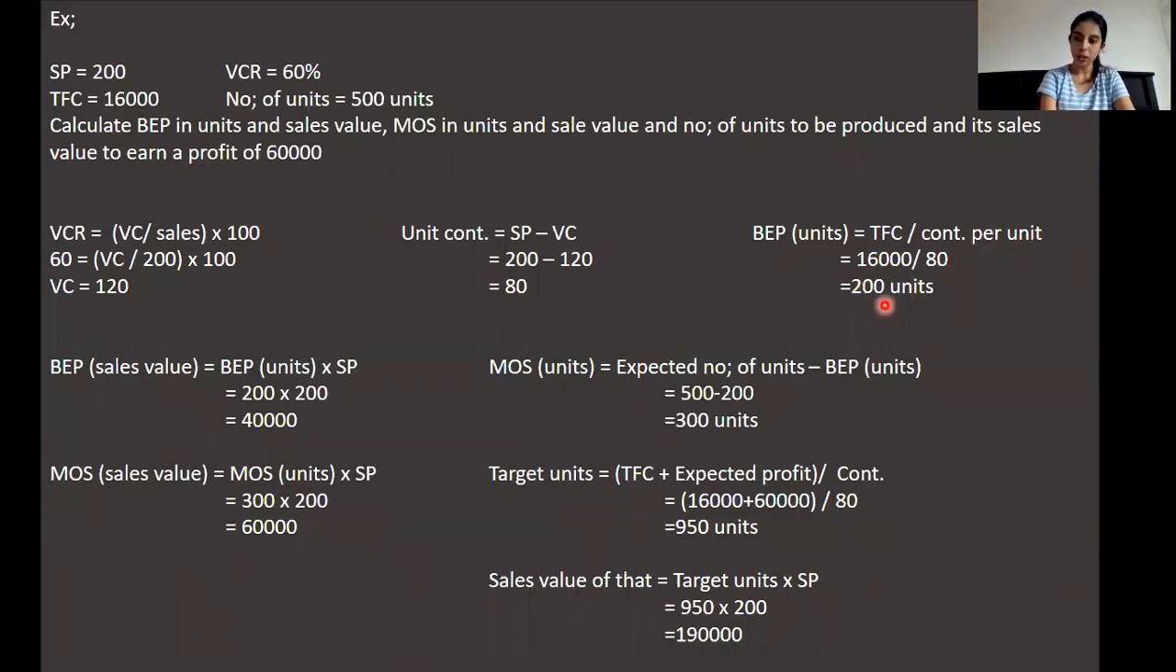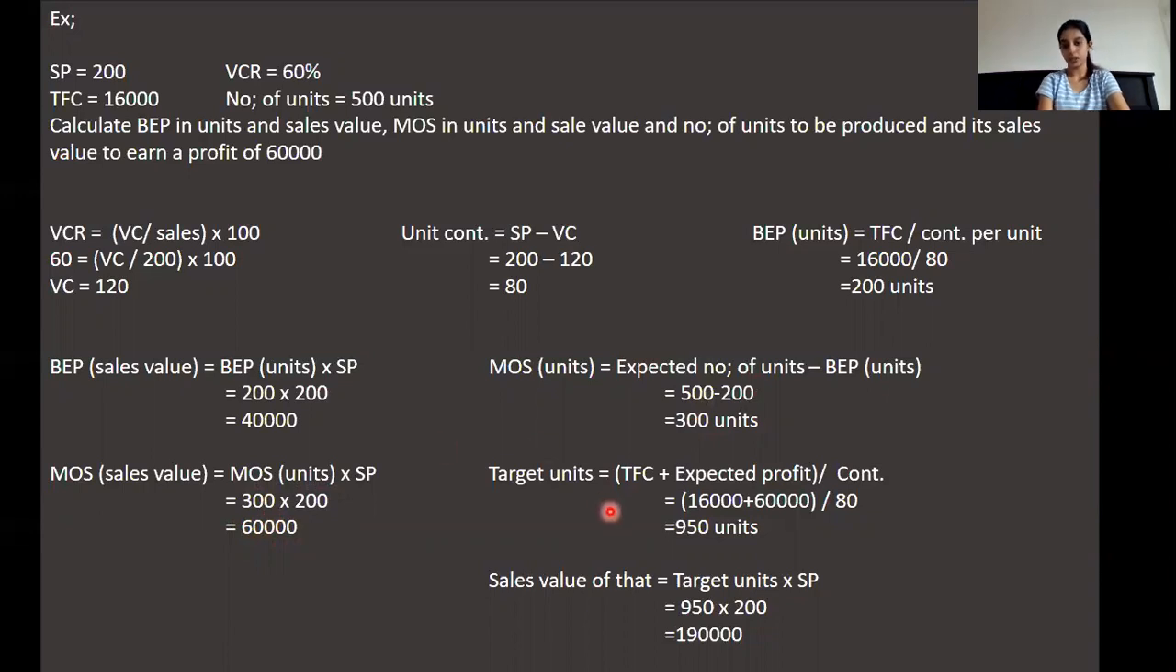What is the sales value of this? 200 units into the selling price of 200, that is 40,000. Then how do we calculate the margin of safety? Margin of safety is the difference between expected number of units and the break-even number of units. Expected number of units is 500 and the break-even number of units is 200. The difference is 300 units. The sales value of margin of safety is 300 units into 200 selling price, 60,000.